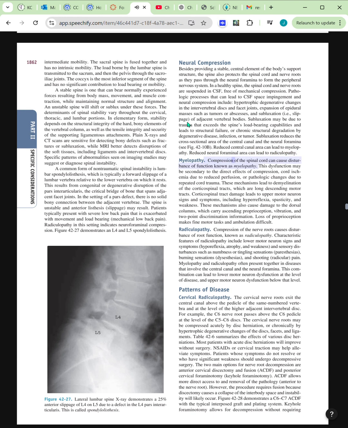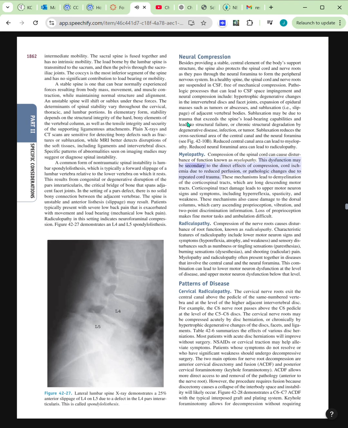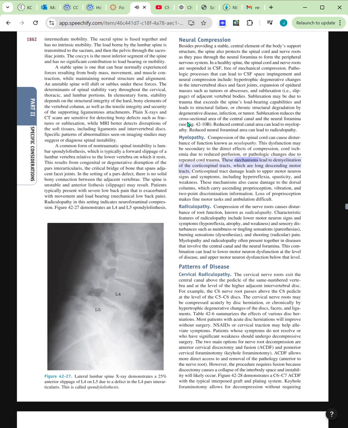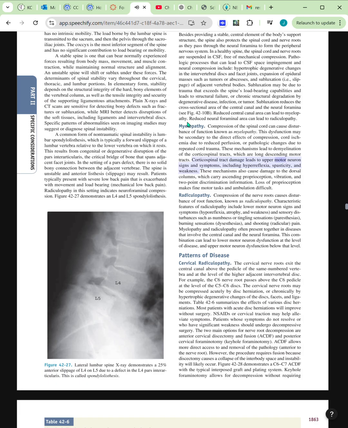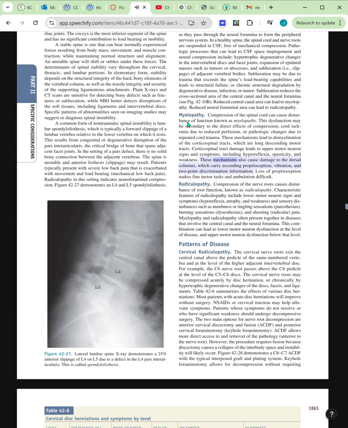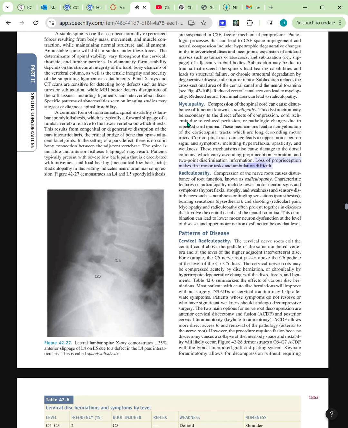Myelopathy. Compression of the spinal cord can cause disturbance of function known as myelopathy. This dysfunction may be secondary to the direct effects of compression, cord ischemia due to reduced perfusion, or pathologic changes due to repeated cord trauma. These mechanisms lead to demyelination of the corticospinal tracts, which are long descending motor tracts. Corticospinal tract damage leads to upper motor neuron signs and symptoms, including hyperreflexia, spasticity, and weakness. These mechanisms also cause damage to the dorsal columns, which carry ascending proprioception, vibration, and two-point discrimination information. Loss of proprioception makes fine motor tasks and ambulation difficult.